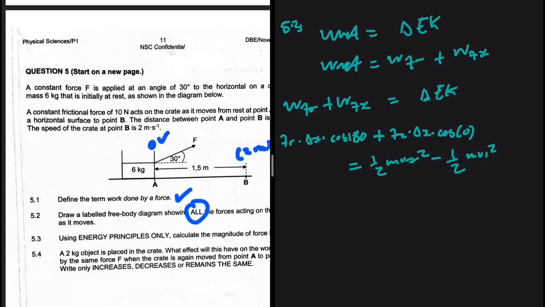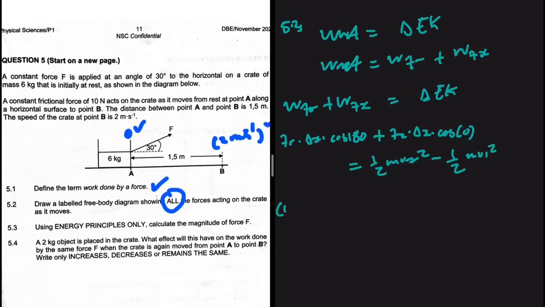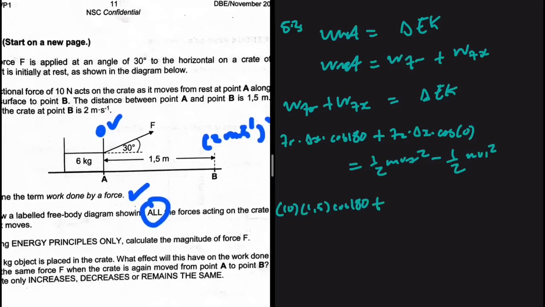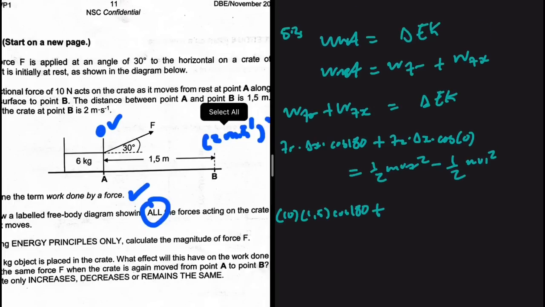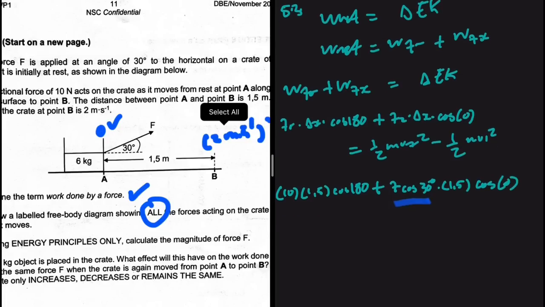Frictional force is constant at 10 newtons, so we have 10 multiplied by the displacement 1.5 cos of 180. Now let's come to the horizontal component of the force applied. Obviously, because it is a flat surface, it is going to be F cos of theta, right? So we have F, which is what we are looking for, and then cos of 30 degrees. This is the horizontal component of the applied force, and then multiply by delta x, which is 1.5, and then cos of 0 because they are in the same direction.